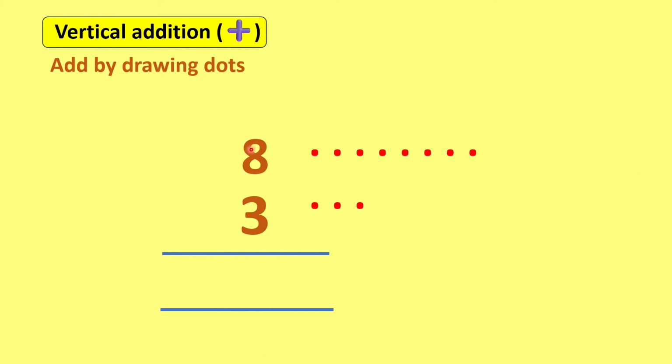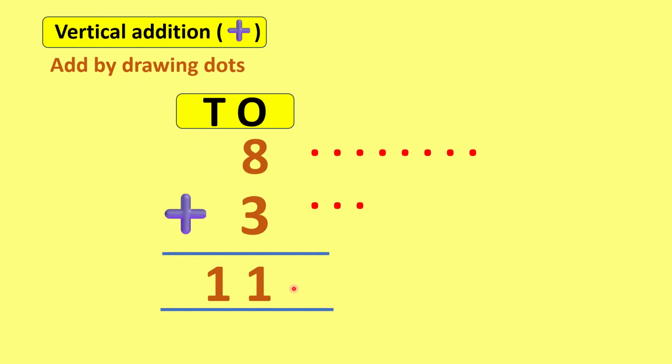Okay. Before adding 8 and 3, we use the symbol of addition, which is like this. And then we add 8 and 3. So their outcome is 11. If you want, then count it from here: 1, 2, 3, 4, 5, 6, 7, 8, 9, 10, 11. So their total is 11.